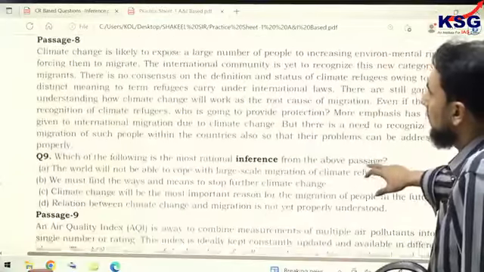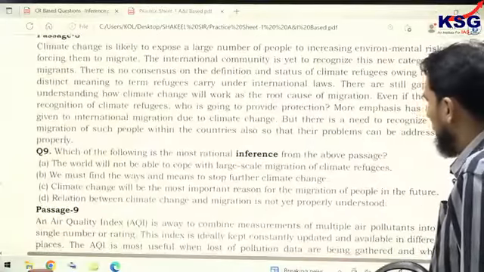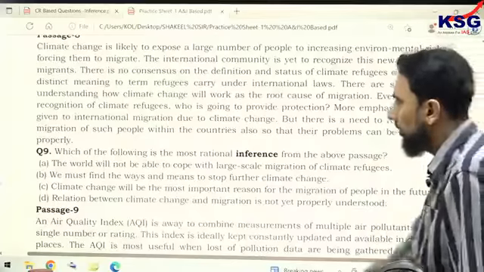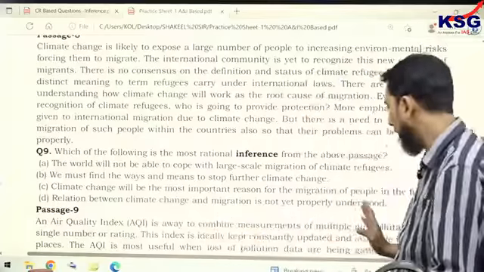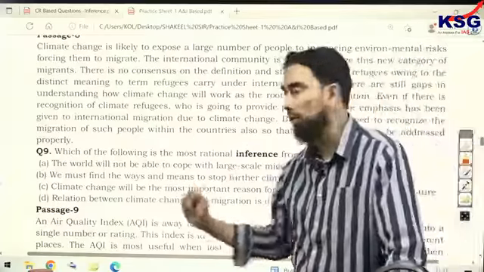Now is anyone doubtful of passage 8? I think nobody has written about passage 8. Yes, the relation between climate change and migration is not yet properly understood. Throughout the passage this is clear.